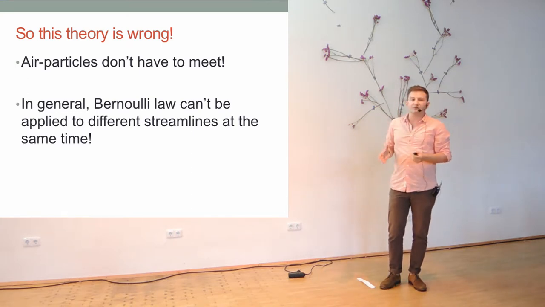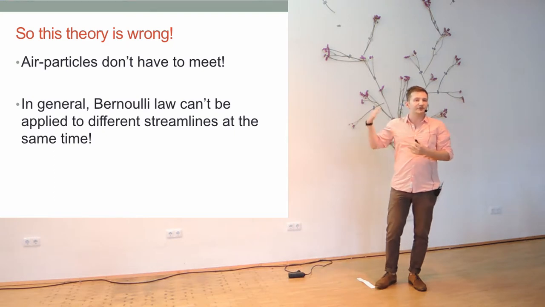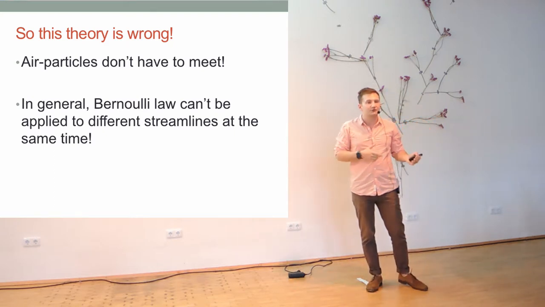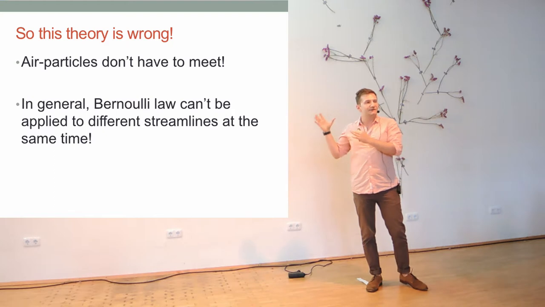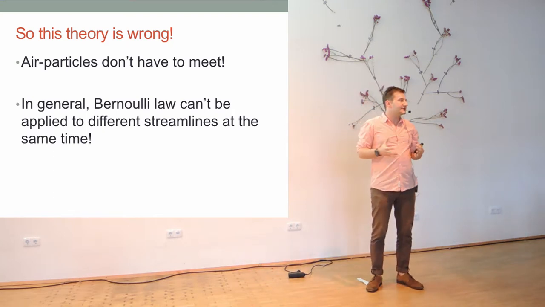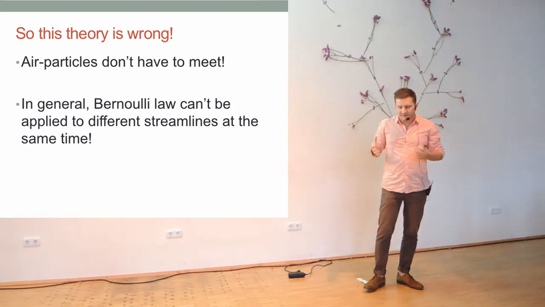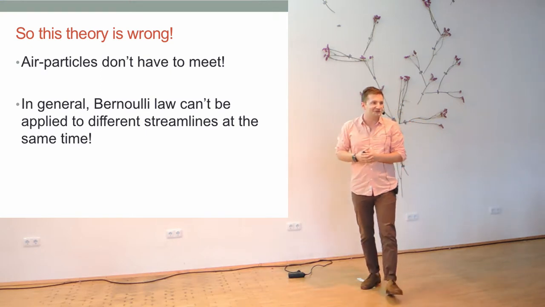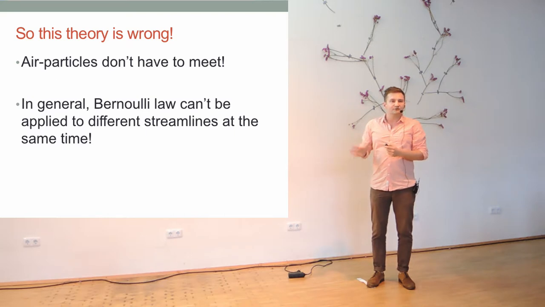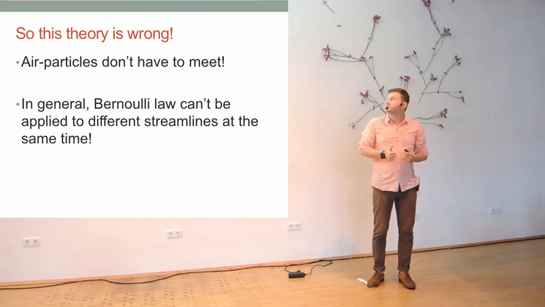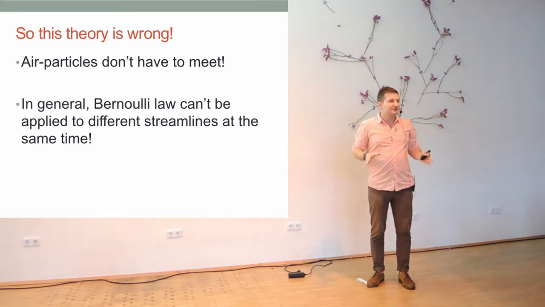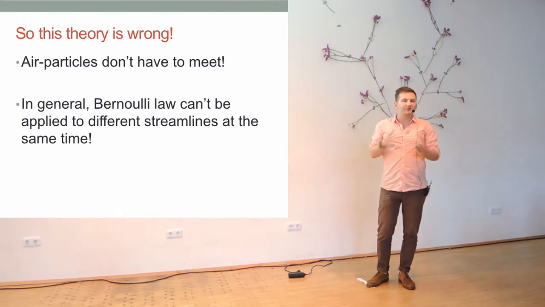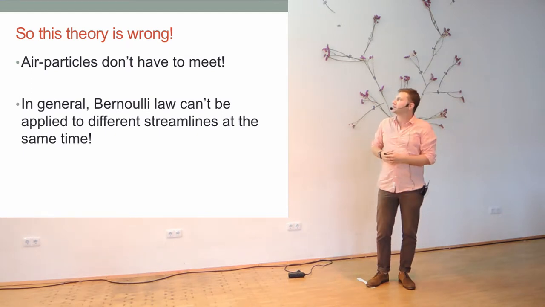And in general, Bernoulli law can be applied to several streamlines. That's what we tried a couple of slides ago. So this theory is pretty prevailing, but it isn't true, and that's what I don't like. That's why I talk to you today. But don't worry, we need only one equation which can explain everything. We just have to understand this equation to solve it, and we would know everything about the flow over an airfoil. And this equation looks just like this.